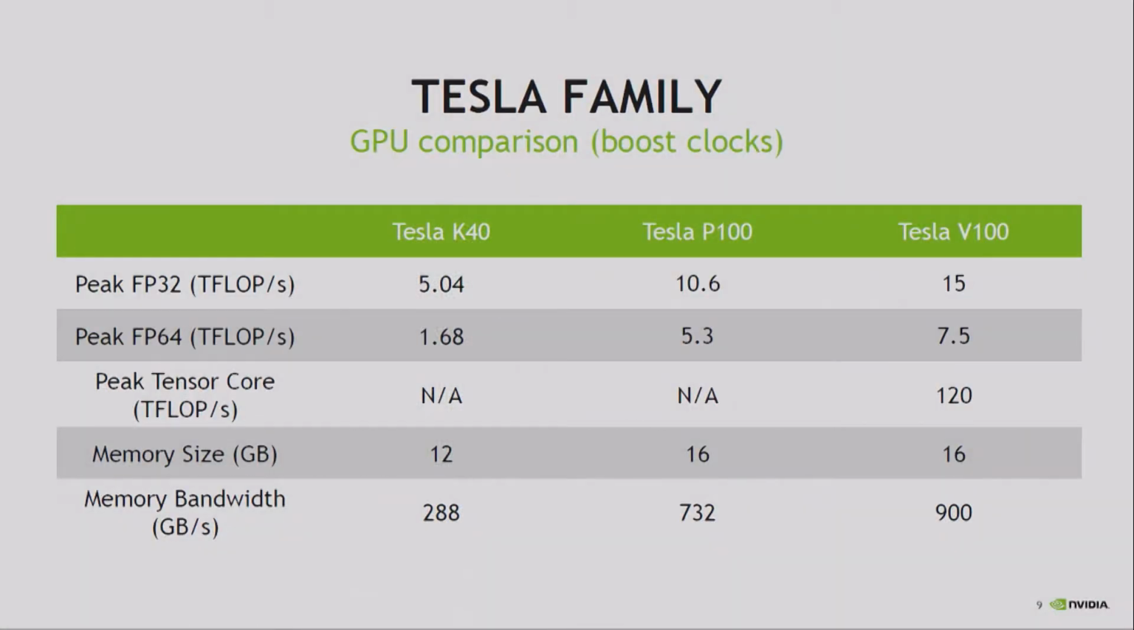Now, memory-wise, just to give you some idea, each GPU these days has mostly 16 gigabytes in Tesla cards, and Kepler K40 had 12 gigabytes.